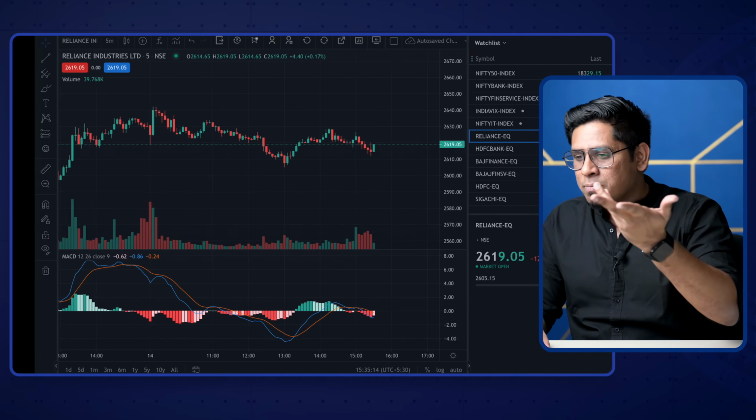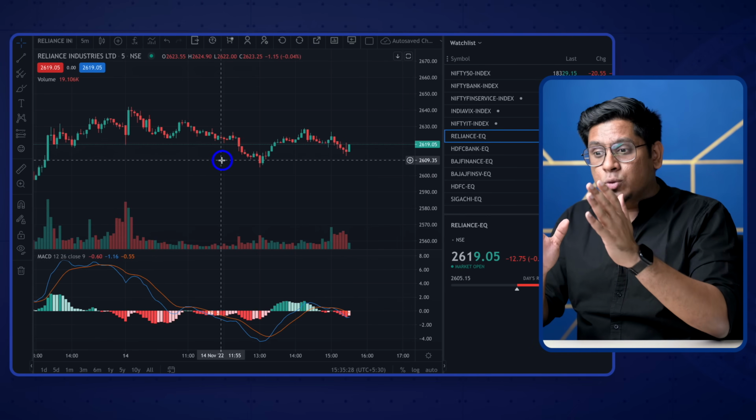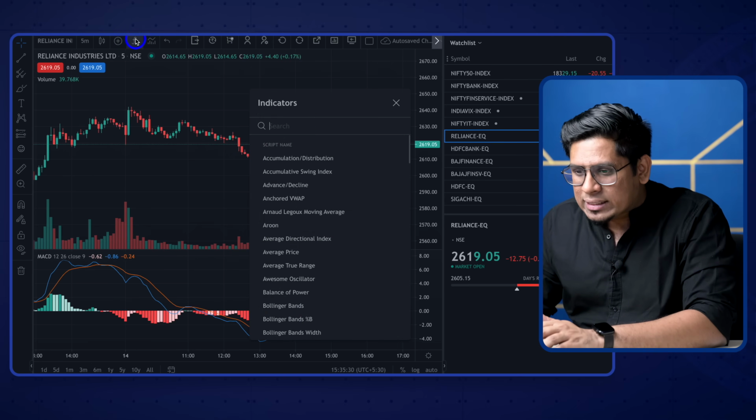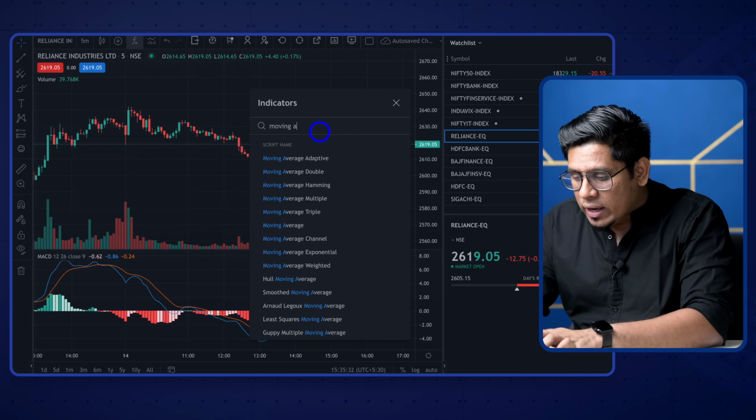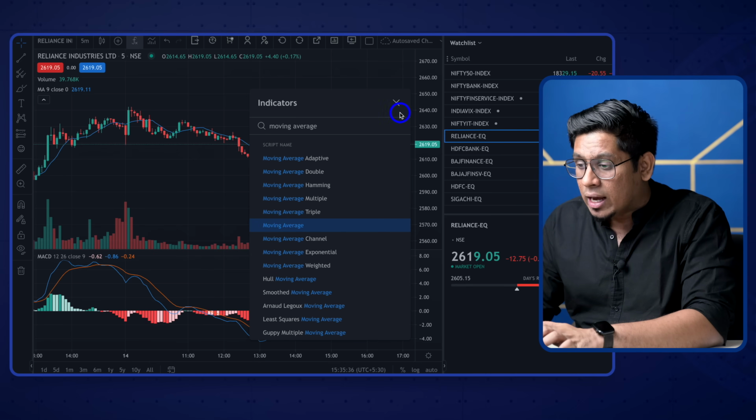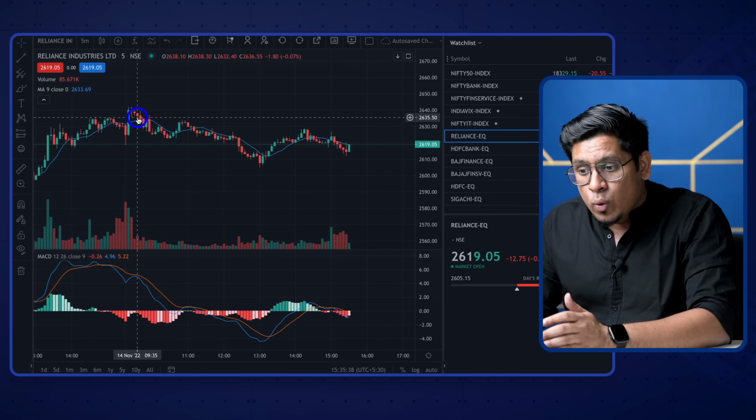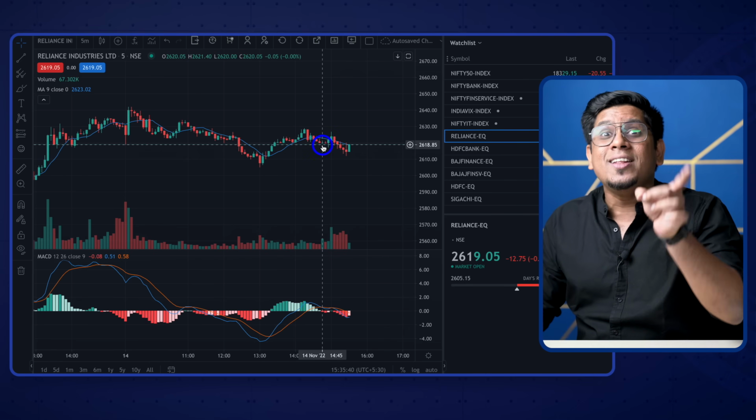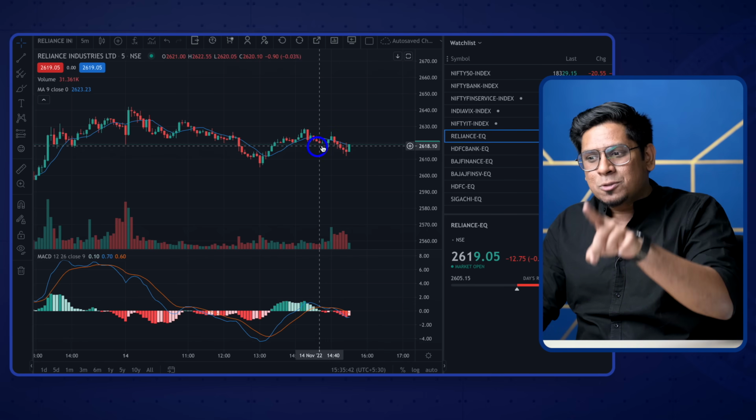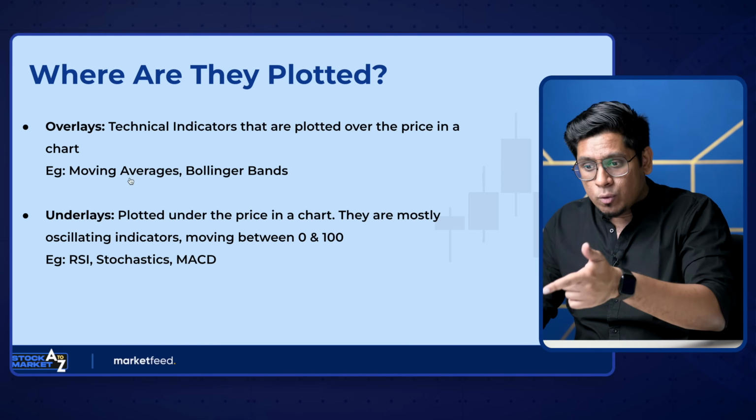Let us go and see, right? One example we saw for overlays was moving average, right? So let us come here, search for moving averages, right? So we have moving average here. I'm just clicking on that, and you can see moving average being plotted on the chart, on the price movement on the chart. So they are what?